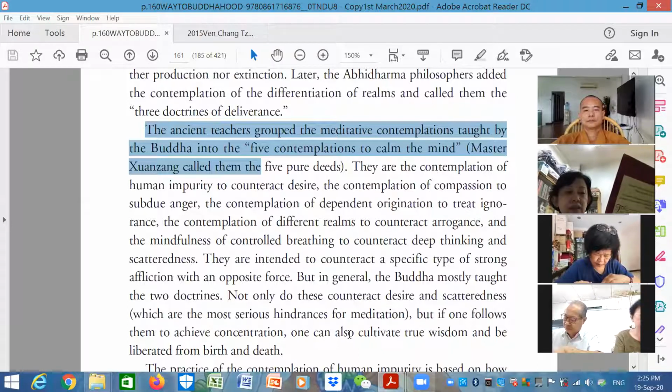They are intended to counteract a specific type of strong affliction with an opposite force. But in general, the Buddha mostly taught the two doctrines. Not only do these counteract desire and scatteredness, which are the most serious hindrances for meditation, but if one follows them to achieve concentration, one can also cultivate true wisdom and be liberated from birth and death.